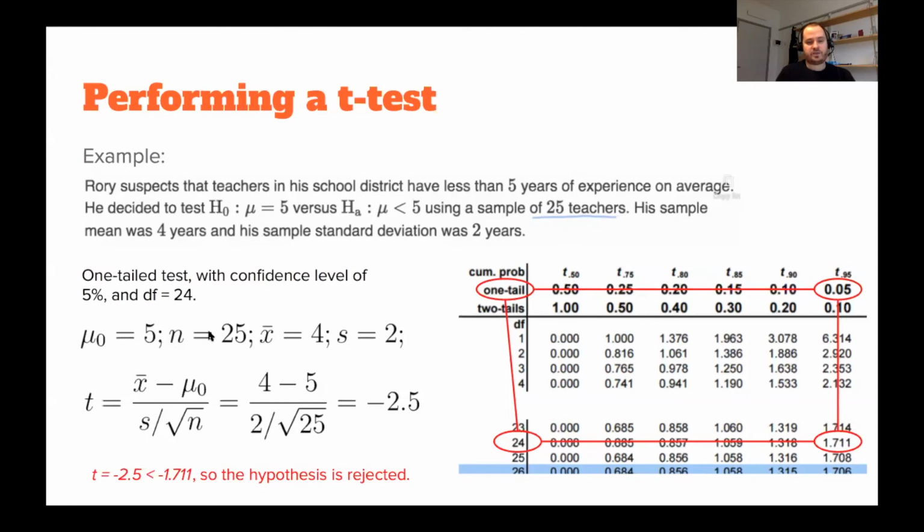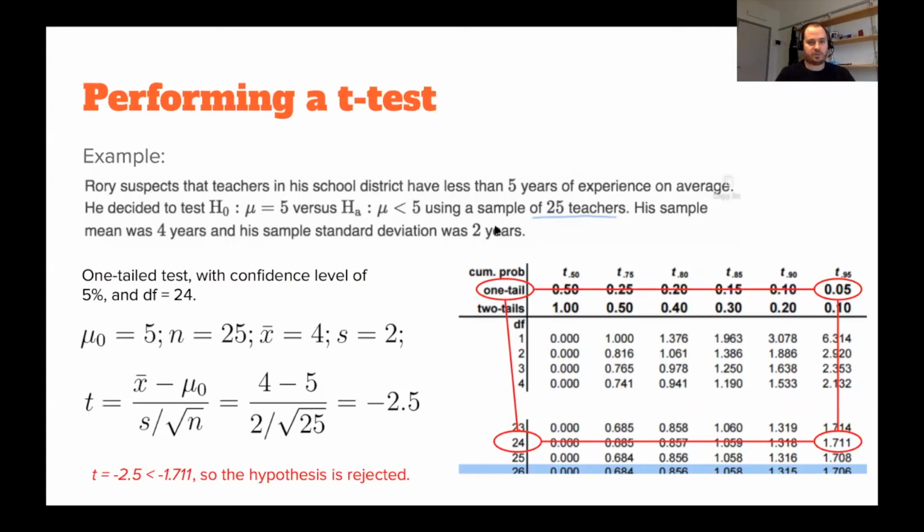This is my n, which is the size of my sample, 25. This is the x bar, which is the sample mean, the observed value. And this is the s, which is the sample standard deviation, the observed standard deviation. So that's why it's not a Greek letter. So it's 2. These are all extracted from the text itself.